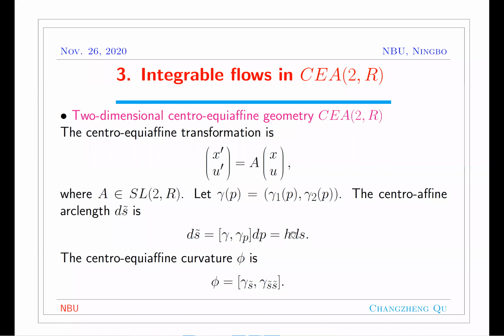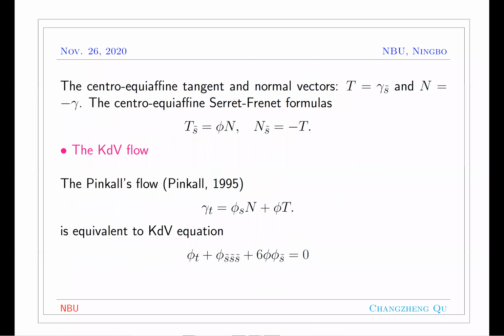H actually is the support function of the curve. We can define the centro-equal-affine curvature phi given by this one. This is the determinant of the two vectors gamma_s tilde and gamma_s tilde s tilde. Here this is the centro-equal-affine Serret-Frenet formula. N is a normal vector, and phi is the curvature. Pinkall proved that this centro-equal-affine flow is equivalent to the KdV equation. This is well known as Pinkall's flow.